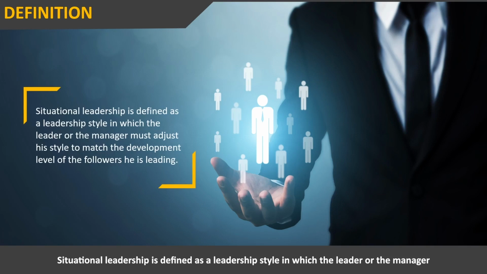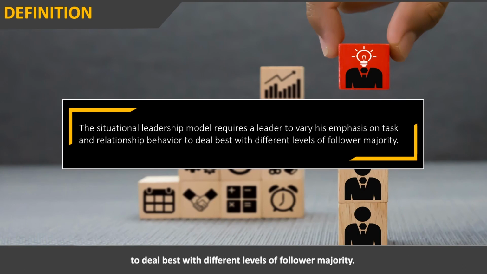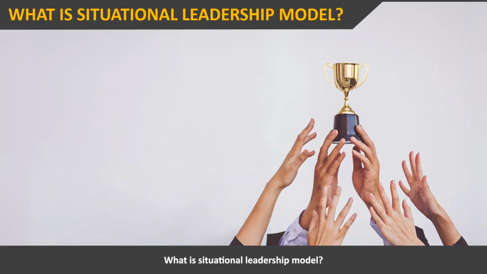Situational leadership is defined as a leadership style in which the leader or the manager must adjust his style to match the development level of the followers he is leading. The situational leadership model requires leaders to vary their emphasis on tasks and relationship behavior to best deal with different levels of follower maturity. A situational leadership model, what does it include and how does it work?